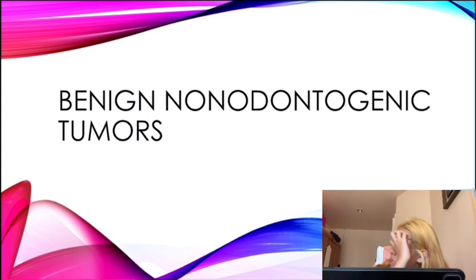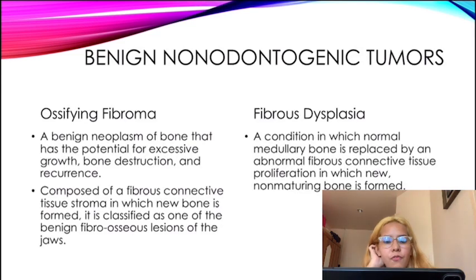So the next are the benign non-odontogenic tumors. The first is the ossifying fibroma, a benign neoplasm of bone that has the potential for excessive bone growth, bone destruction, and recurrence, composed of a fibrous connective tissue stroma in which new bone is formed. It is classified as one of the benign fibro-osseous lesions of the jaws. Next is fibrous dysplasia, a condition in which normal medullary bone is replaced by abnormal fibrous connective tissue proliferation in which new non-maturing bone is formed.